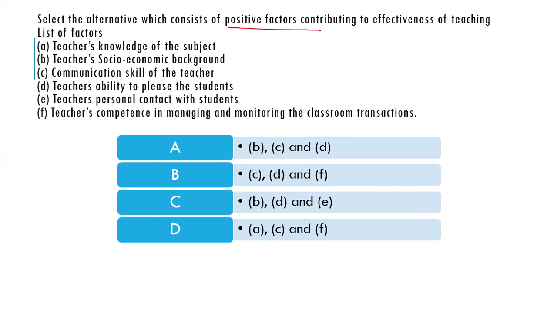Next, which consists of positive factors contributing to effectiveness of teaching. Teachers' knowledge of the subject, yes. Teachers' socio-economic background, definitely not. Communication skill of the teacher, yes. Teachers' ability to please the students, no. Teachers' personal contact with students, no. Teachers' competence in managing and monitoring the classroom transaction, yes, that is so true. So, teachers' knowledge of the subject A, communication skill of the teacher C, and F, teachers' competence in managing and monitoring the classroom transaction. So A, C, F. So D would be the correct answer.